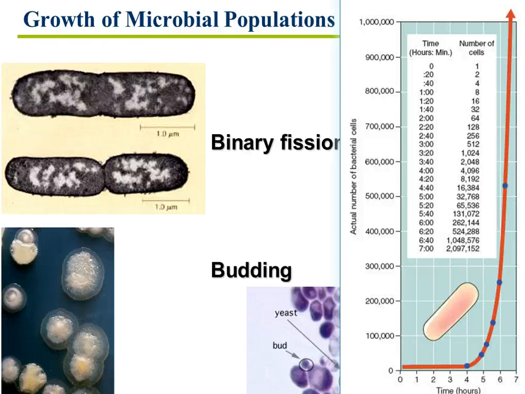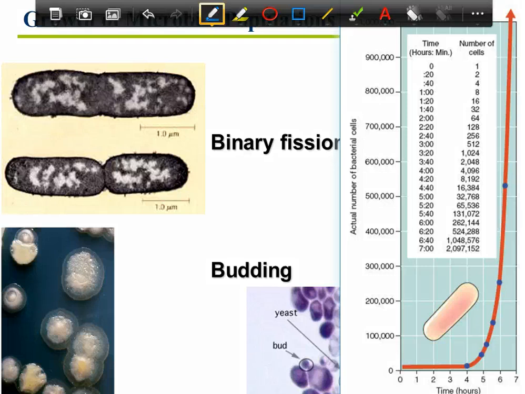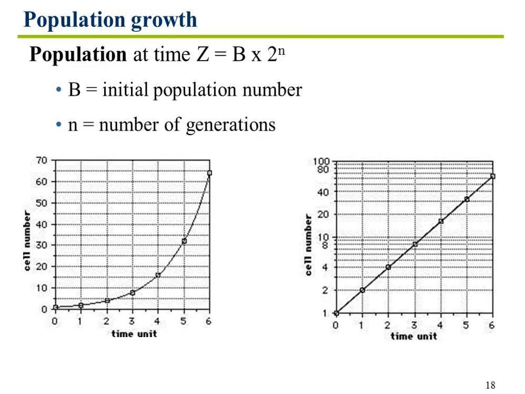Notice that if you look at these numbers over here, the cells are doubling every 20 minutes. That's called generation time. The time it takes for the cell population to double. 20 minutes is not weird. E. coli does that in 20 minutes. It doubles in 20 minutes when everything is favorable for its growth. Okay, so here we are at growth.